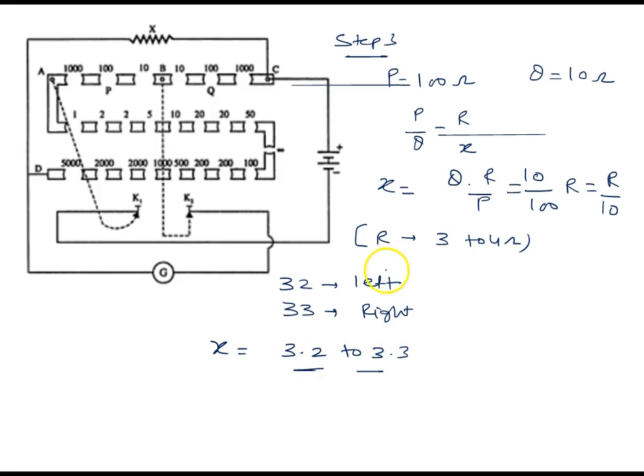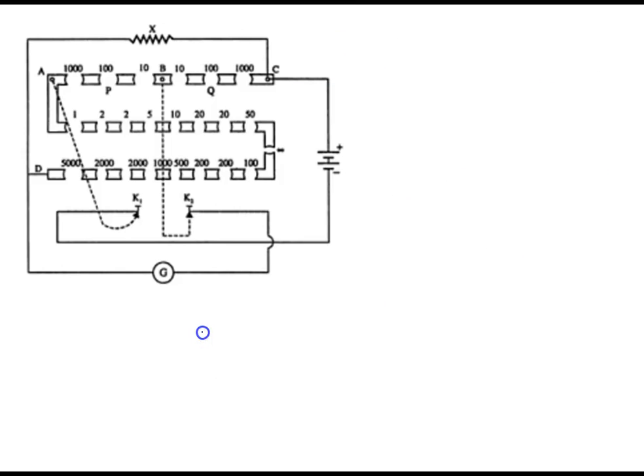In the first slide, in step 2 we were able to reach 3 to 4 ohm. Now in this we are able to reach 3.2 to 3.3. Now we will go for the next step. Step 4. Let me write here. Now we introduce P equal to 1000 ohm and Q equal to 10 ohm. Okay. So what is X?